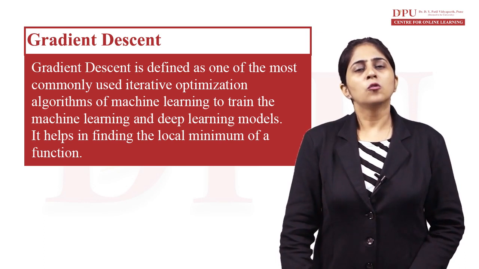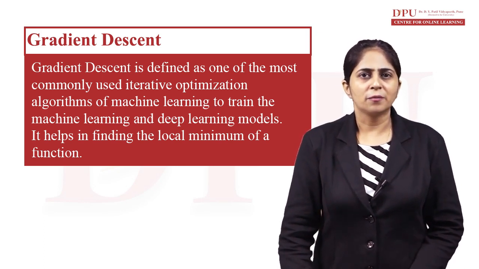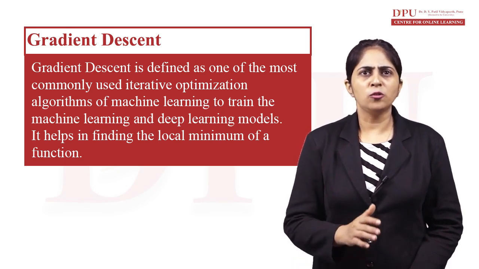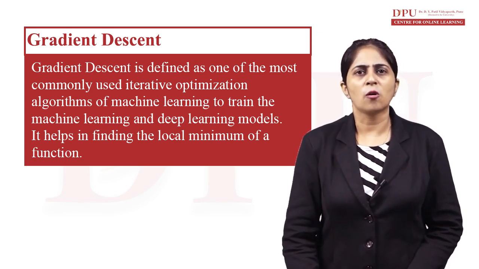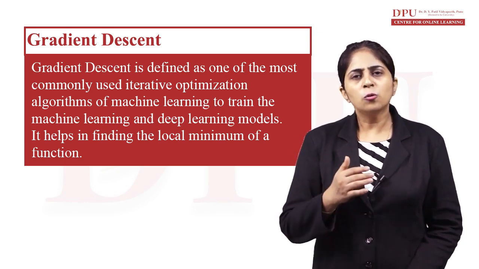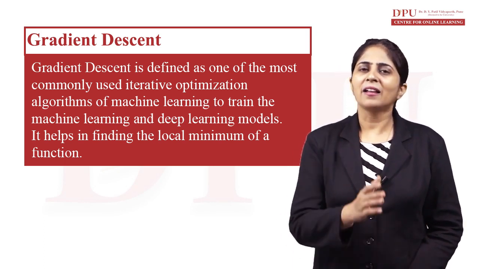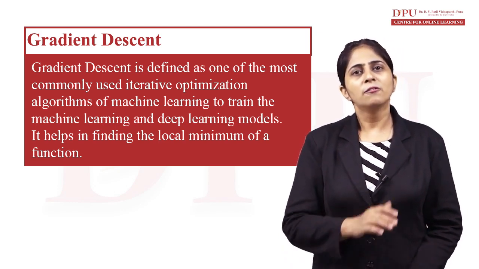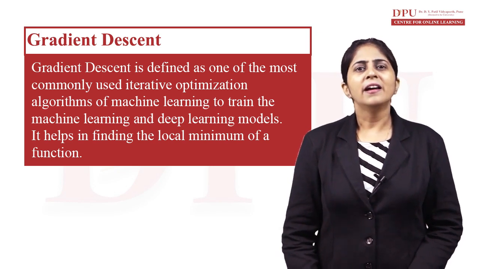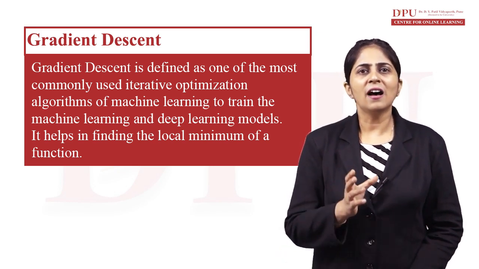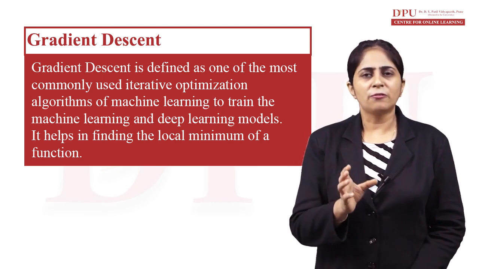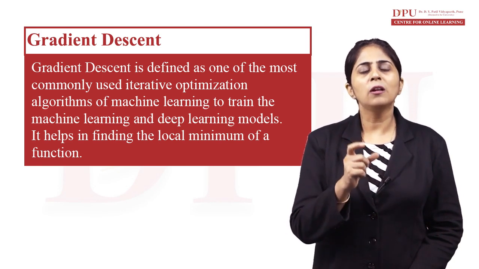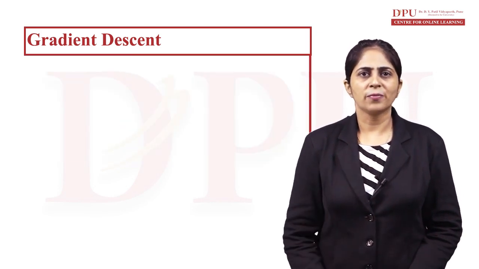It is used to train the neural network. It is defined as one of the most commonly used iterative optimization algorithms of machine learning to train machine learning and deep learning models. To train these models, we are using this function of gradient descent. It helps us in minimizing the local minimum of the function. If we are talking about minimizing the error, that means we are talking about the local minimum of the function.